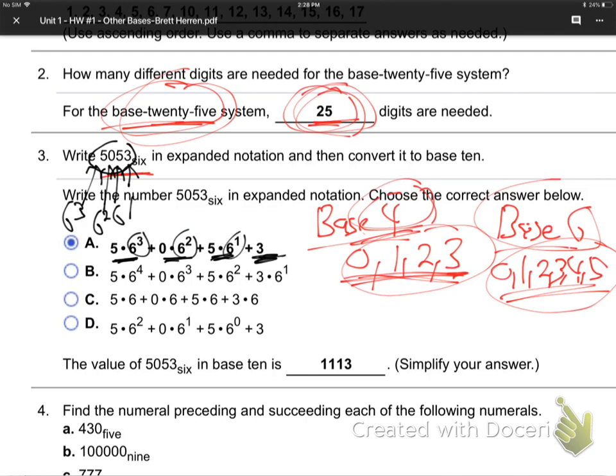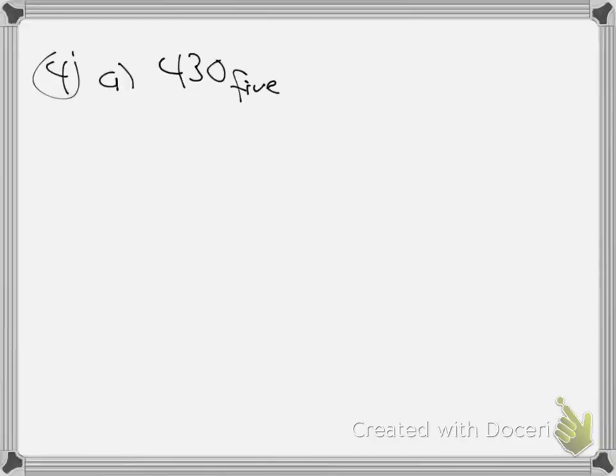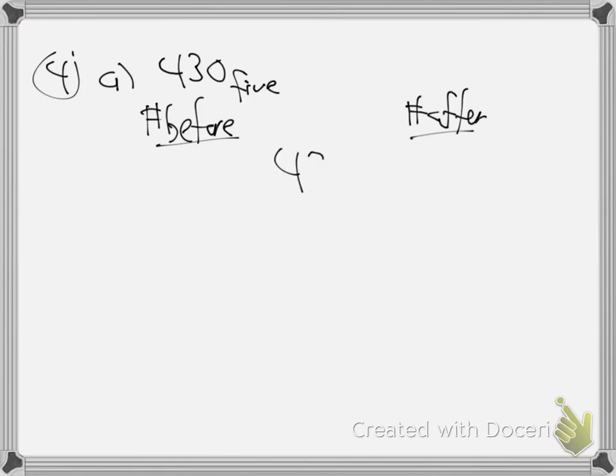Good? And then number 4, find the numeral preceding and after. So a little more practice. Just another way. This is 430 base 5. Okay, so they're going to ask on question number 4 in your homework. It's exactly what your homework will look like, just different numbers. They will ask for the number before and the number after. So we have 430 base 5. They want us to subtract 1 and add 1, back up 1 and go forward 1.